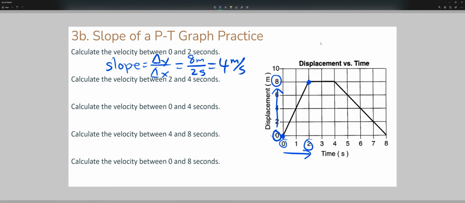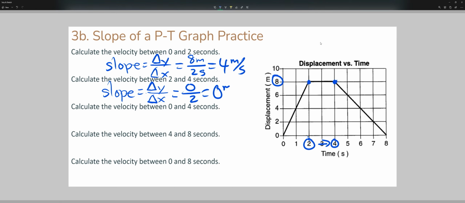Calculate the velocity between 2 and 4 seconds. We're going to do the same exact thing. We're going from 2 to 4 seconds. You'll see that at 2 seconds, my position is 8. At 4 seconds, my position is still 8. So my change in y here is 0. And my change in x, going from 2 to 4, is 2. So my answer here is 0 meters per second.